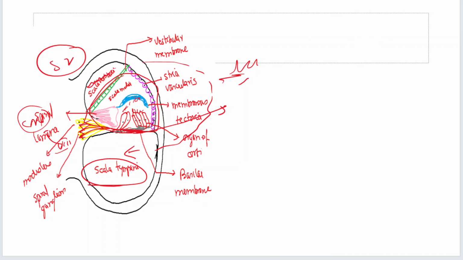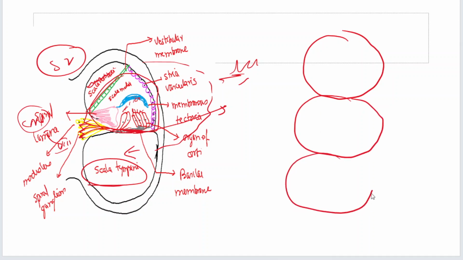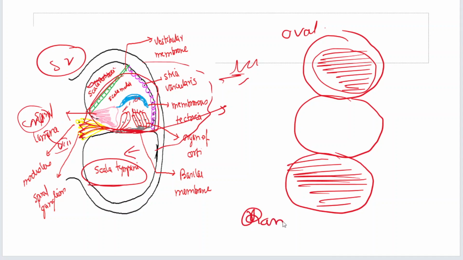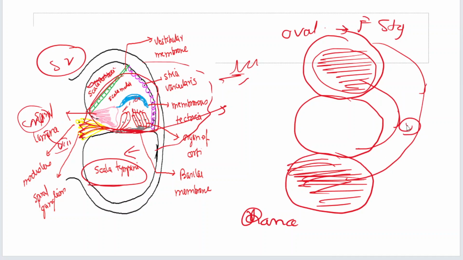The upper tube is the scala vestibuli, the middle tube is the scala media, and the lower tube is the scala tympani. The scala vestibuli is covered by the oval window, which opens onto the middle ear at the base of the cochlea. The scala tympani is covered by the round window. Here at the oval window we have the foot plate of the stapes; here it is just a membrane. These two get connected to each other at the region of the helicotrema.